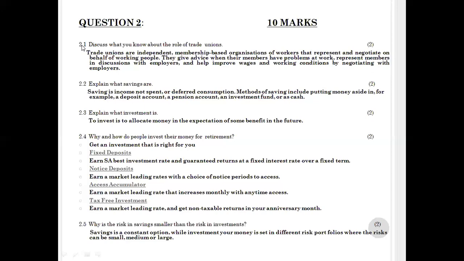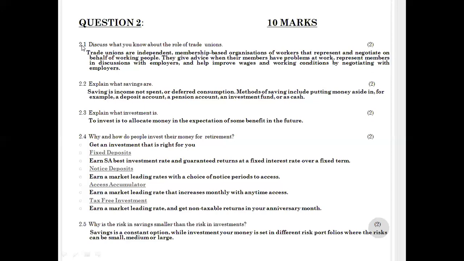And then the other mark will go where they are helping workers with problems, or with employers, to try to see how their working conditions are, and help them to get better wages or salaries. So any of those ones, then you can give yourself another mark there.